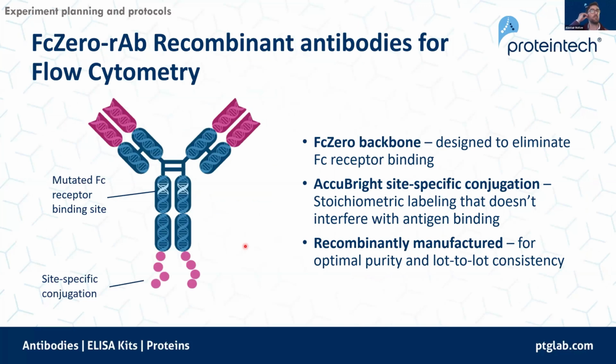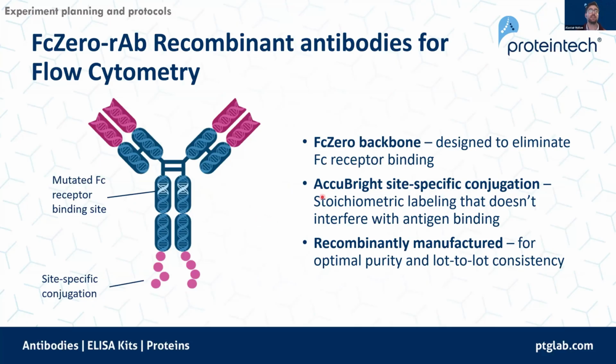So FcZero is our group of recombinant antibodies which we've designed specifically for use in flow cytometry, and the clever thing that our scientists have done is mutated the part of the Fc backbone of our antibody that Fc receptors usually bind to, so that those receptors can no longer recognize the antibody. So it eliminates Fc receptor binding.